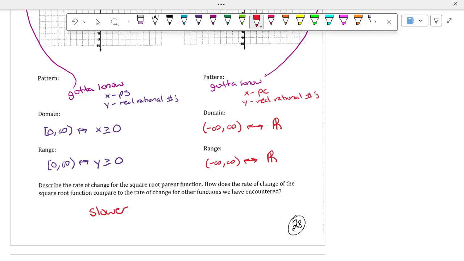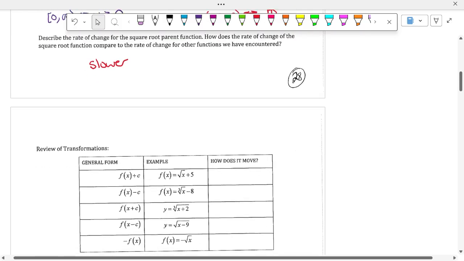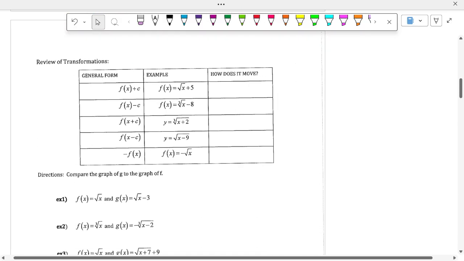Meaning, when we're at x equals 100 of the square root function, what's the y value? 10. So we can be all the way at x equals 100, and we're only up to 10 on the y values. So it gets big very, very slowly. Now, that's the parent function, so that's something you've got to know.